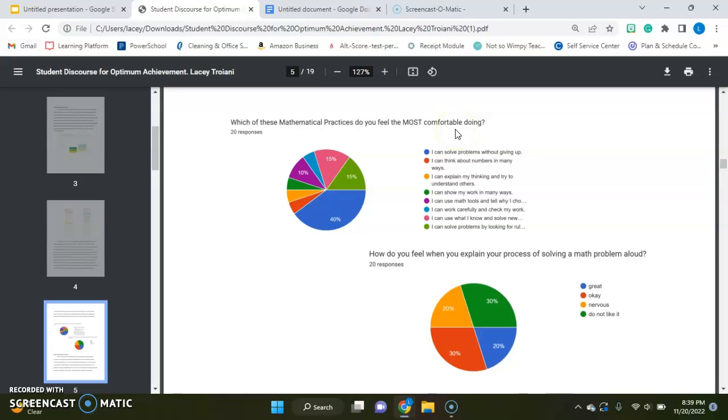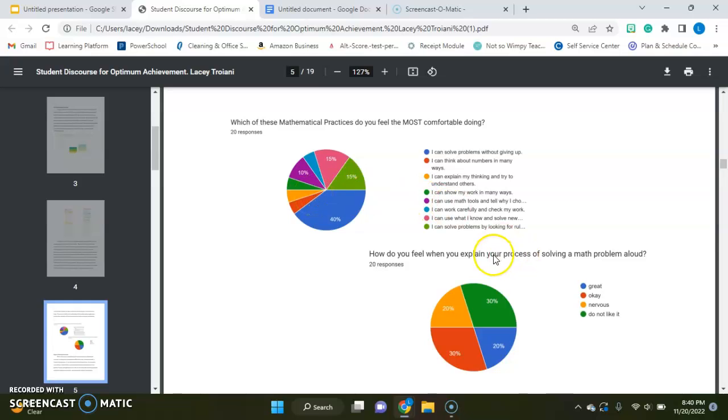And just to kind of see what they felt comfortable doing, what they did not feel comfortable doing. And my main goal was to be able to get them comfortable actually talking about their work, being able to explain their thinking and understand others. And unfortunately, that was one of the very lowest ones that they were wanting to do back in August.